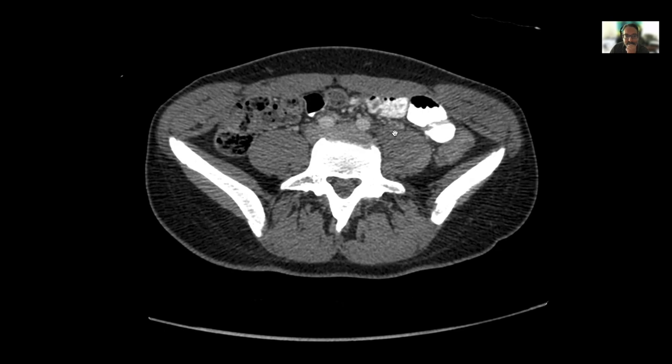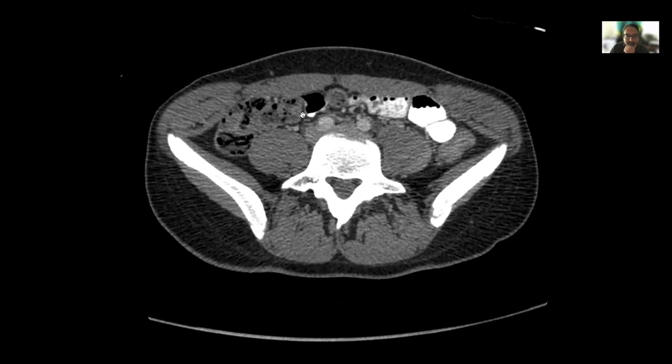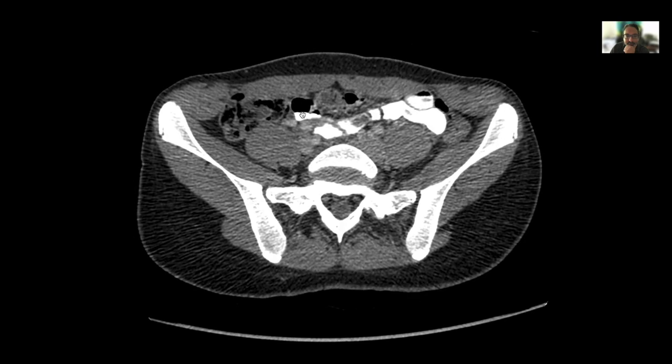All right, now we're in the pelvis. This is the ascending colon or starting of the cecum. This is the ileum. And this is the descending colon. Now, if you go further inferiorly, this is still the ileum. This is the cecum. And this is the descending colon.